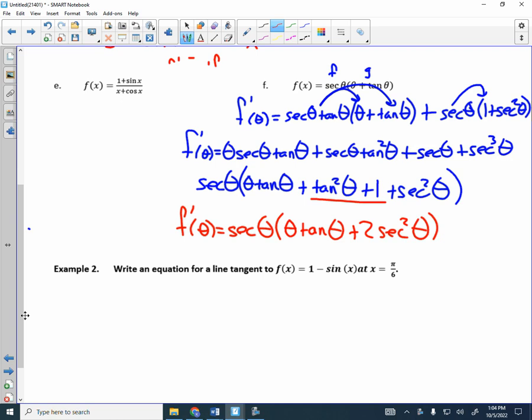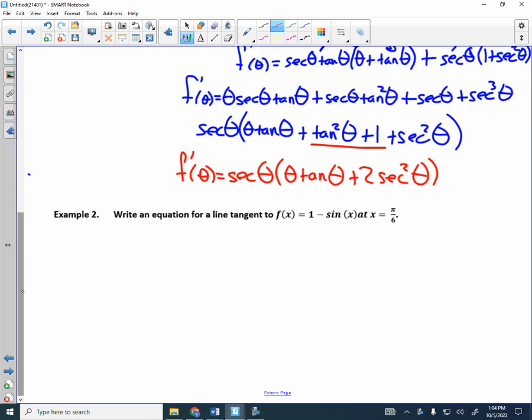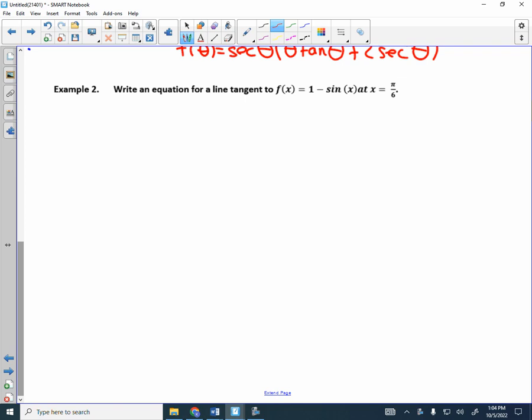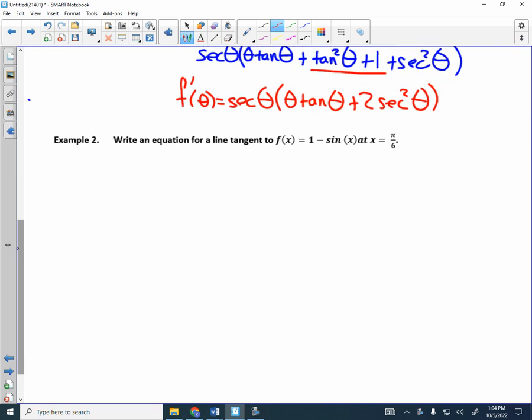That's done. Where did what go? This thing? So tangent squared of theta plus 1 is the same as secant squared. This thing right here is the same as that. So if you add those together, you get 2 of them. Okay? That is the answer. That's the answer.